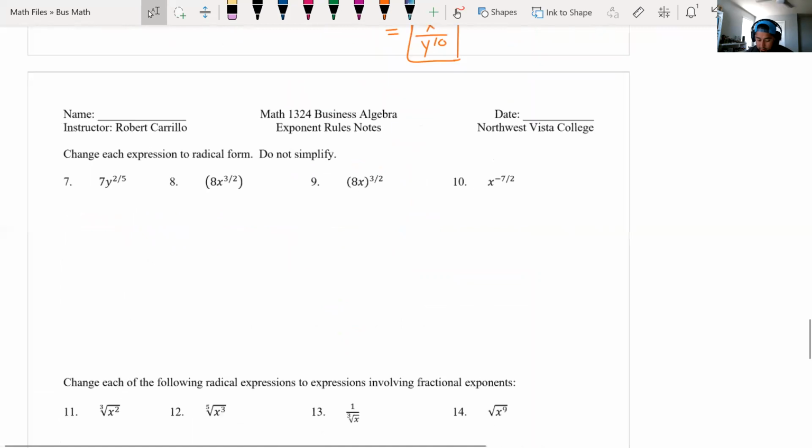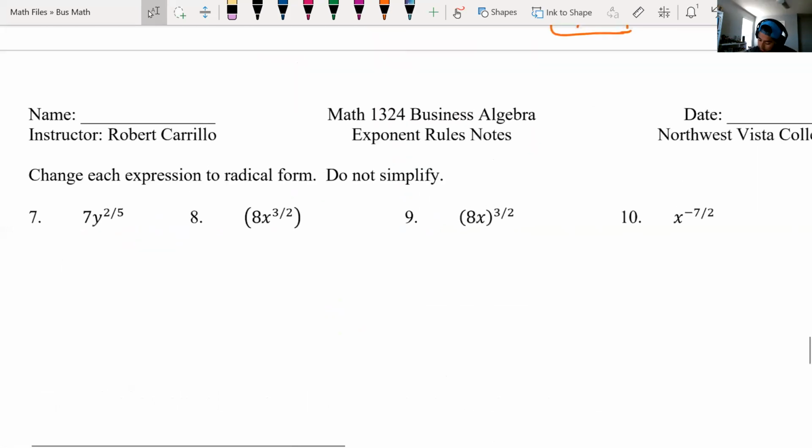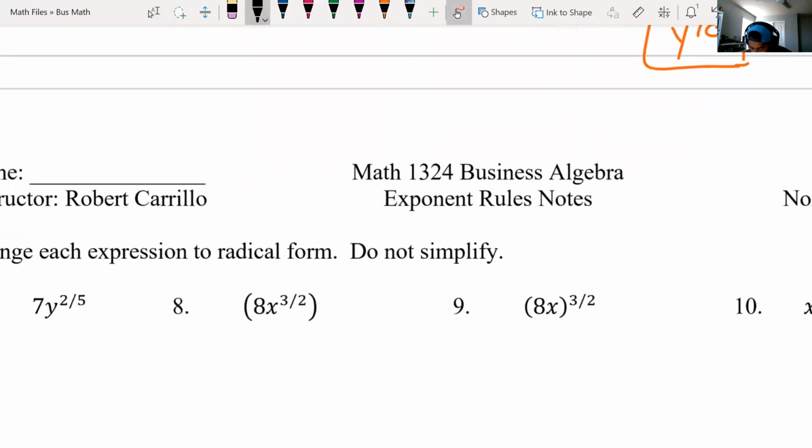All right, last page. Change each expression to radical form. Do not simplify. Okay, so here's where we're going to be using that property again. So I'm going to write it above just to have it. If we have x to the m over n, we can rewrite it as, and this wants to go straight to radical. So we're just going to go from this form to this form.